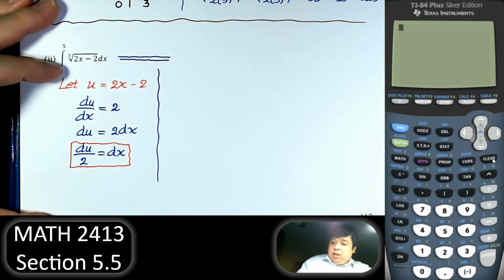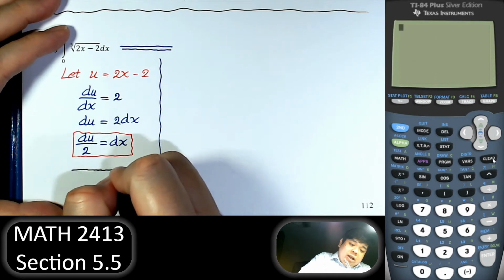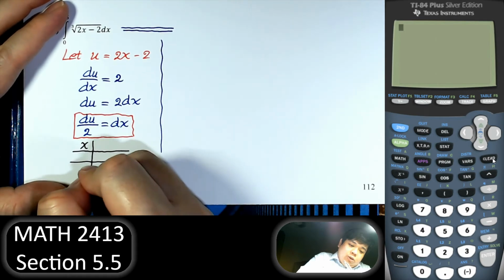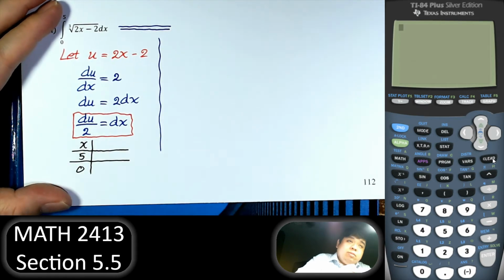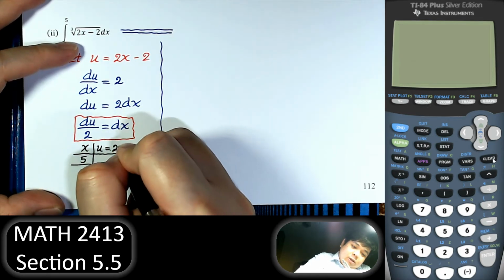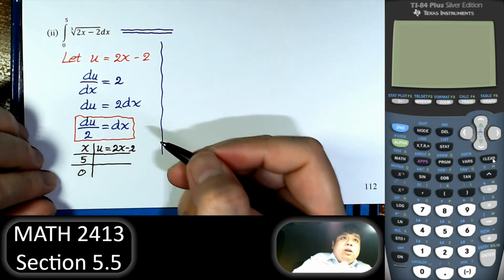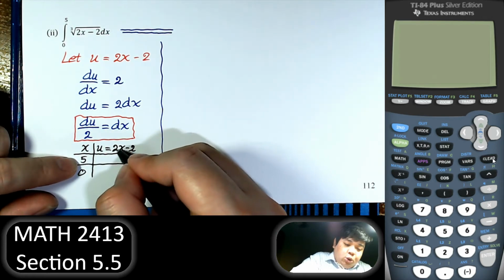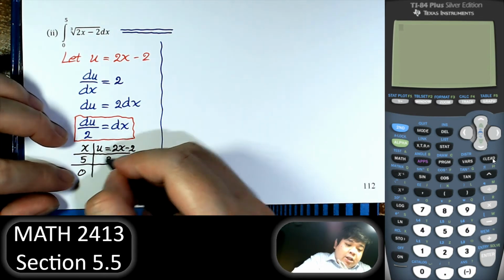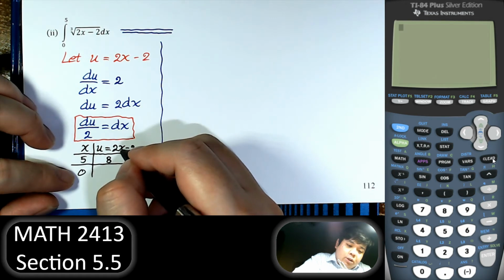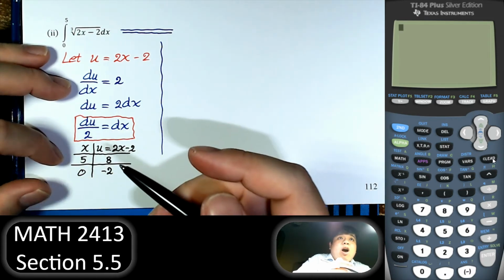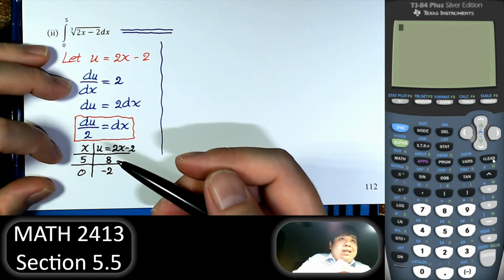This one we have the limit, so we have to rewrite the limit as well. x equal to 0 to 5 and u is equal to 2x minus 2. So when x equal to 5, 2 times 5 minus 2 is 8. 0 times 2 is 0, so that's just minus 2. So instead of going from 0 to 5, it goes from -2 to 8.